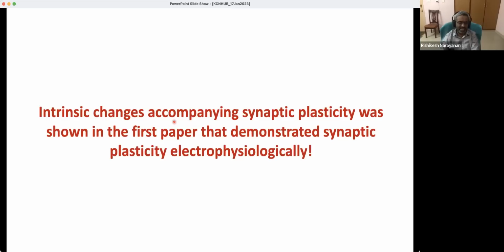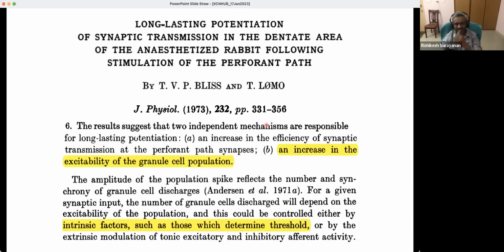Right? And it's not like it was something which was known only later on. The fact that there are intrinsic changes in neurons that accompany synaptic plasticity was shown in the first ever paper that showed synaptic plasticity electrophysiologically. Right? So this is the famous Bliss and Lomo paper, J Physiology, 1973. And here, this is the abstract. It's not hidden in some obscure part of the paper. It's in the abstract itself.